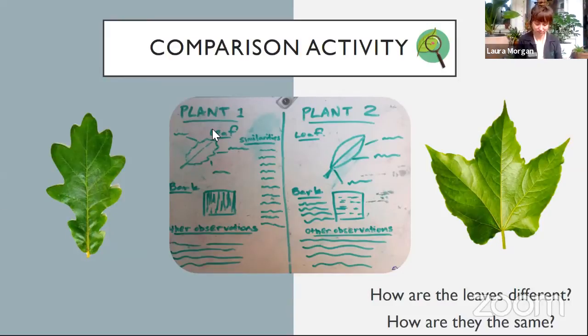Like in the picture that's on the screen, you can put that it's a leaf. You can write how many pointy parts there are on the leaf. You can write how many lines. You can get a ruler and measure how long it is and record that. So you're just going to put as many observations as you can for those 2 different leaves using both pictures and words. Yes, thank you for adding that.